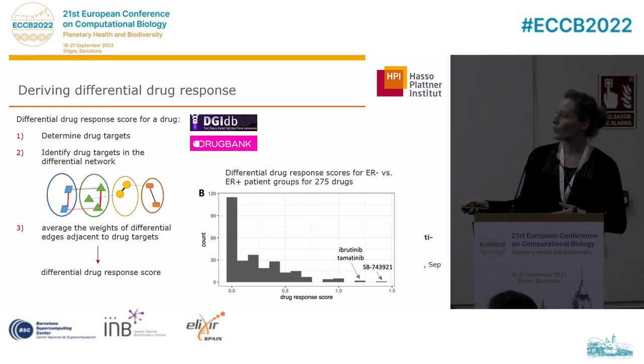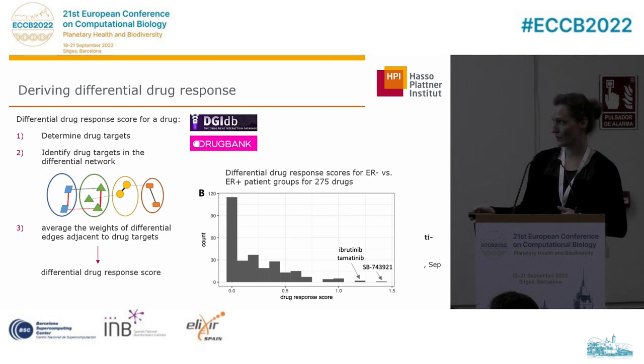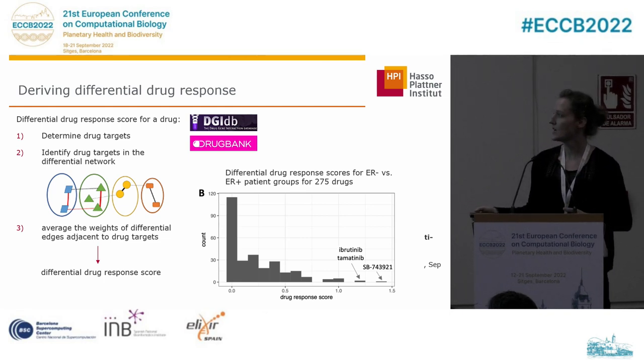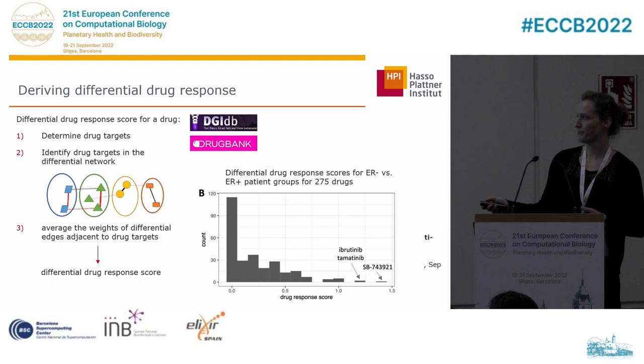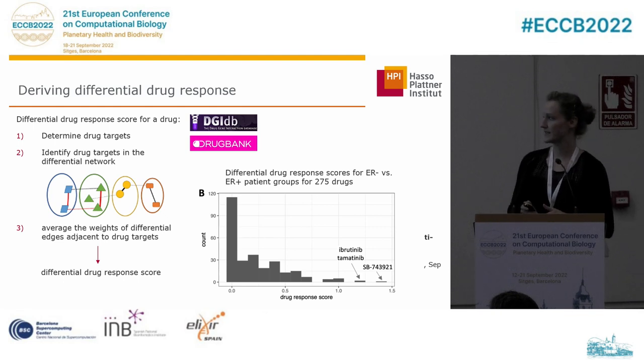What you see here is that many drugs do not score differently. They have a drug response score of zero, which is expected, but a few drugs really score high, like SB743921, ibrutinib and tamatinib in these cases.